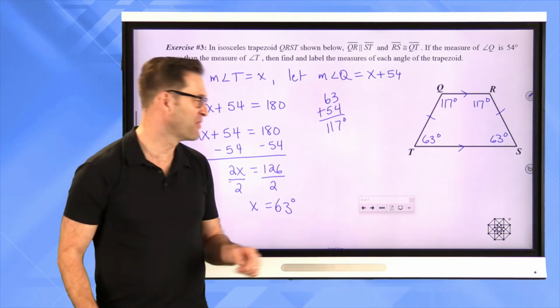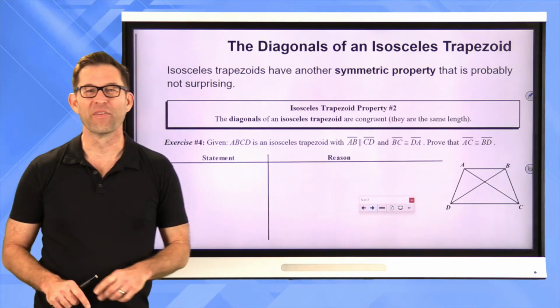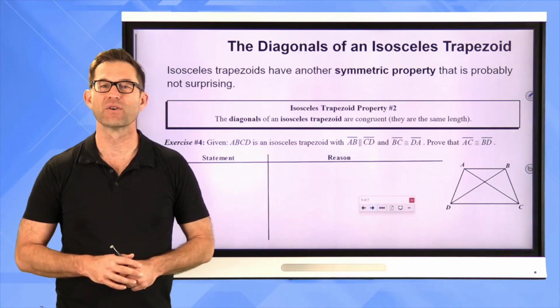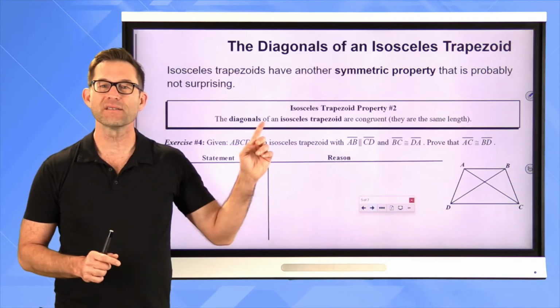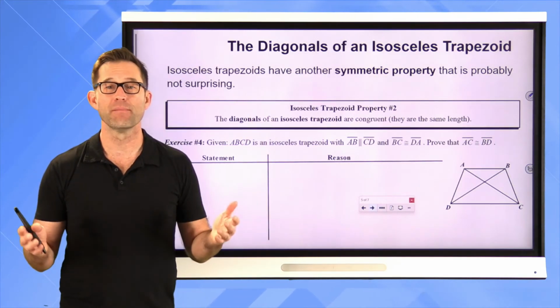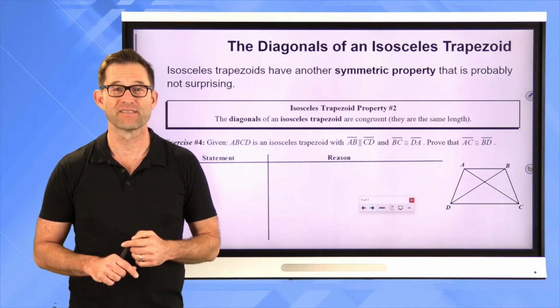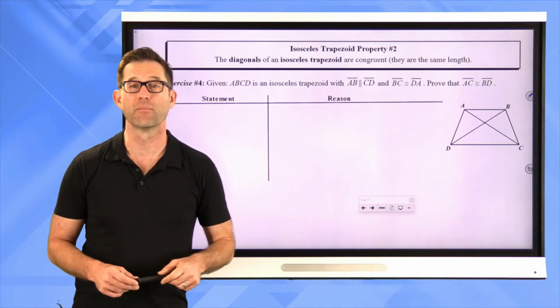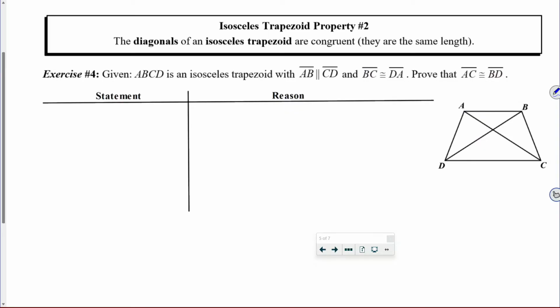Okay, let's keep going. Let's play around a little bit more with isosceles trapezoids. The diagonals of an isosceles trapezoid are also important. Isosceles trapezoids have another symmetric property that is probably not surprising. Isosceles trapezoid property number 2: the diagonals of an isosceles trapezoid are congruent. They are the same length.